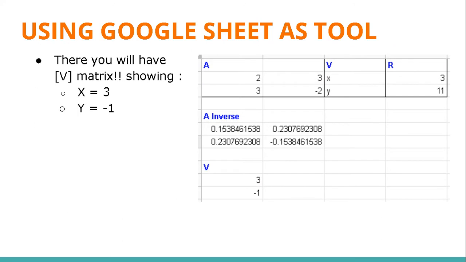X is 3, Y is 1, minus 1. So as simple as that. Maybe if you see my previous slides, it will be so confusing, because it will be easier if you see a demonstration itself rather than the slides.